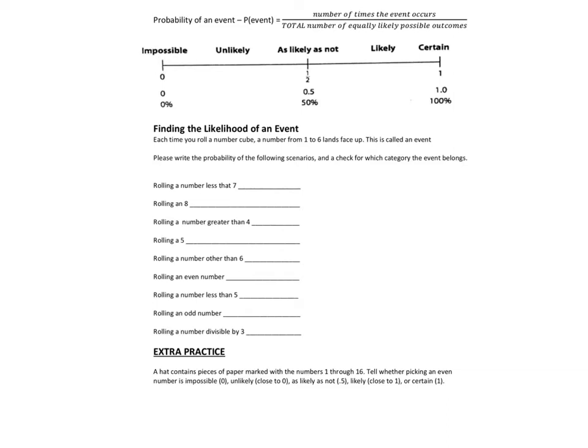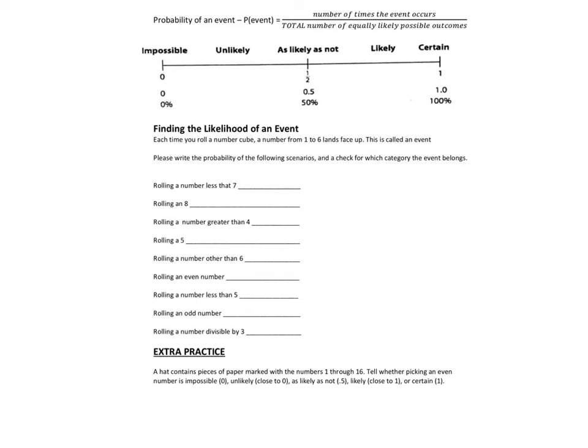So now we're going to put it to use. Each time you roll a number cube, which is like a dice, a number from 1 to 6 lands face up. This is called an event. Please write the probability of the following scenarios and check for which category the event belongs.